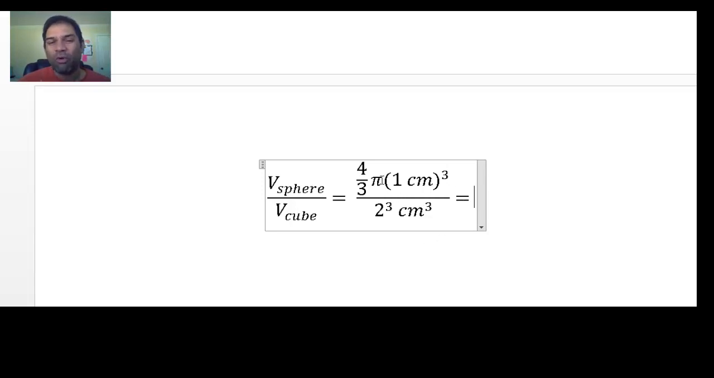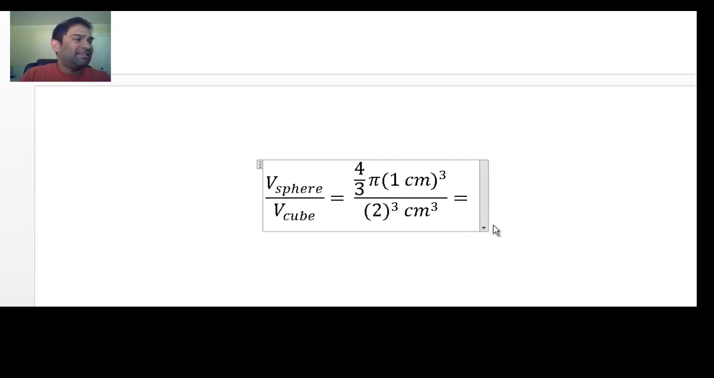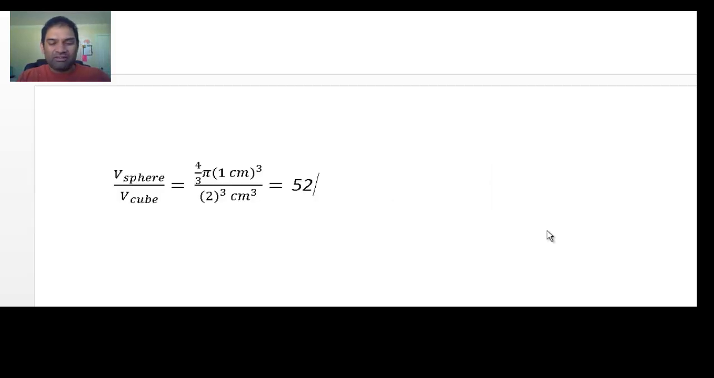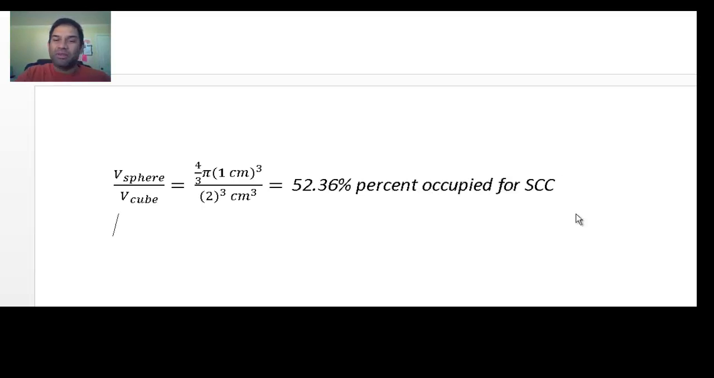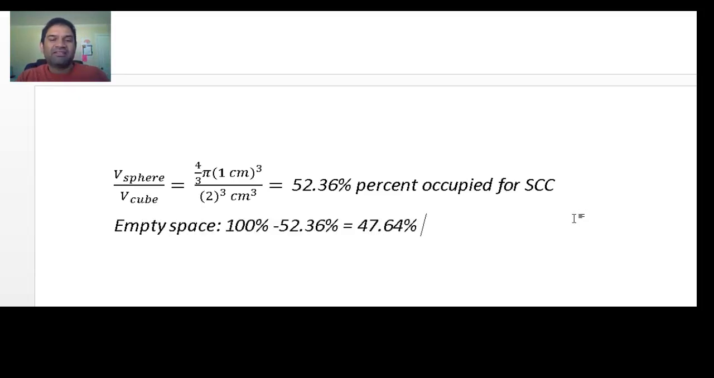Pi is about 3.14, times 4/3, and 2 to the power of 3 is 8. Doing this on my calculator, I am getting for an SCC about 52.36%. So that's the percent occupied for SCC. The empty space is going to be 100% minus that, which is about 47.64%. So that's going to be your answer for that post-lab question for SCC. Now we have to do this for BCC and also for FCC.